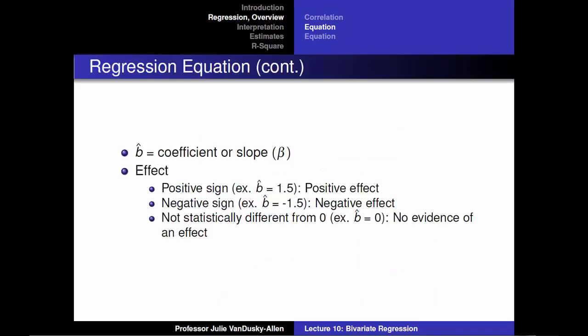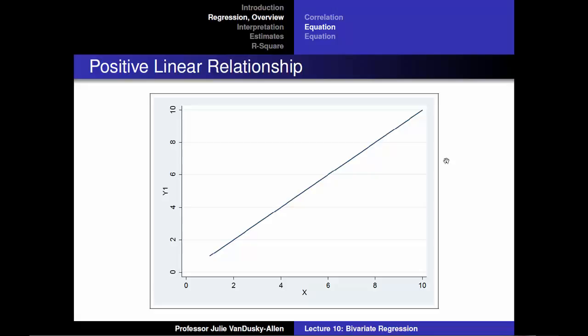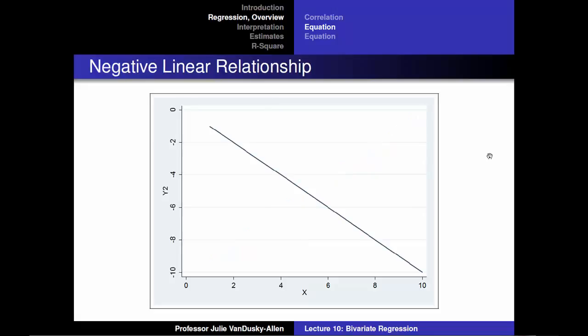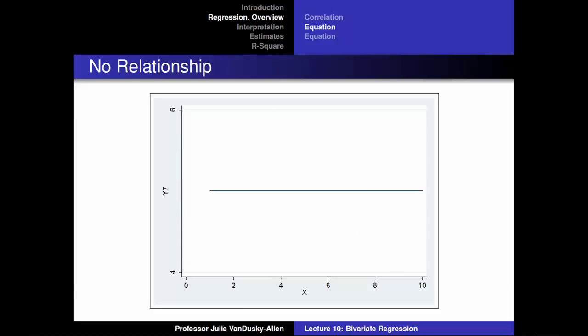B hat is very important in the regression equation because it tells us whether the independent variable has a positive, negative, or neutral effect on the dependent variable. If the coefficient has a positive sign and is statistically different from 0, then the independent variable has a positive effect on the dependent variable. As the independent variable increases, the dependent variable increases. If the coefficient has a negative sign and is statistically different from 0, then the independent variable has a negative effect on the dependent variable. As the independent variable increases, the dependent variable decreases. If the coefficient is not statistically different from 0, then there is no evidence that the independent variable has an effect on the dependent variable. As the independent variable changes, the dependent variable stays the same.